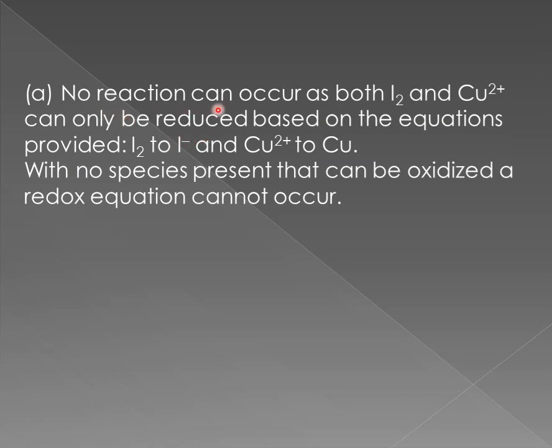So no reaction can occur as both iodine and copper can only be reduced based on the equations provided. Iodine can be reduced to iodide and the copper ion can be reduced to copper metal. So we cannot react copper ion with iodine. Both are oxidizing agents. Both can be reduced, so they cannot react with each other. With no species present that can be oxidized, a redox reaction cannot occur.